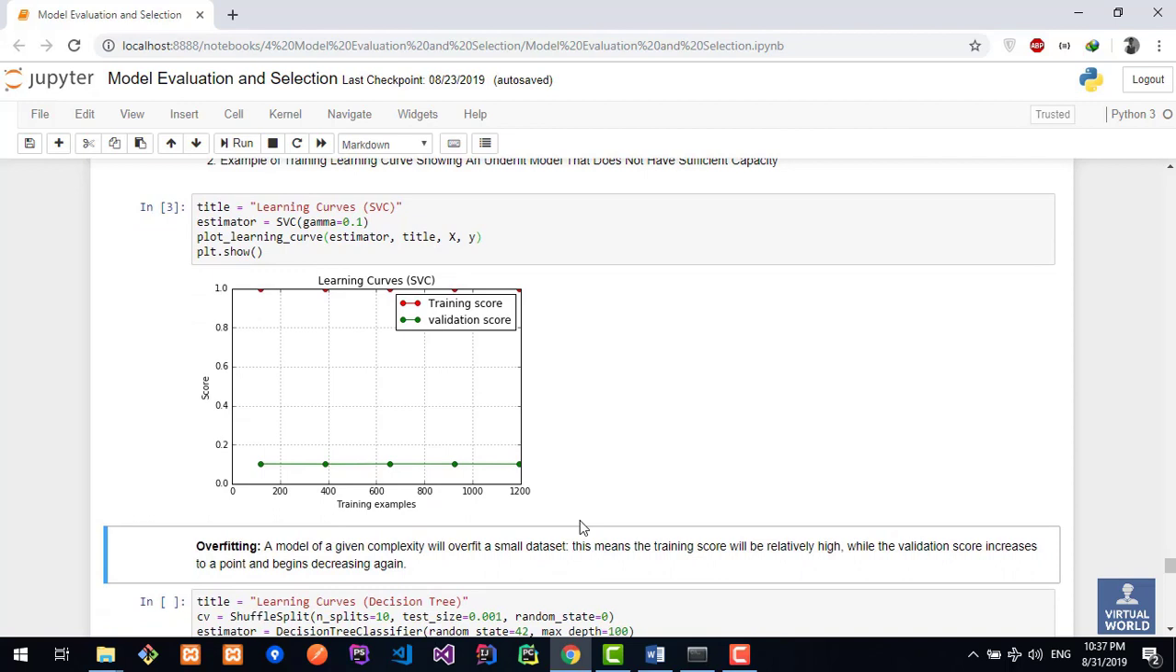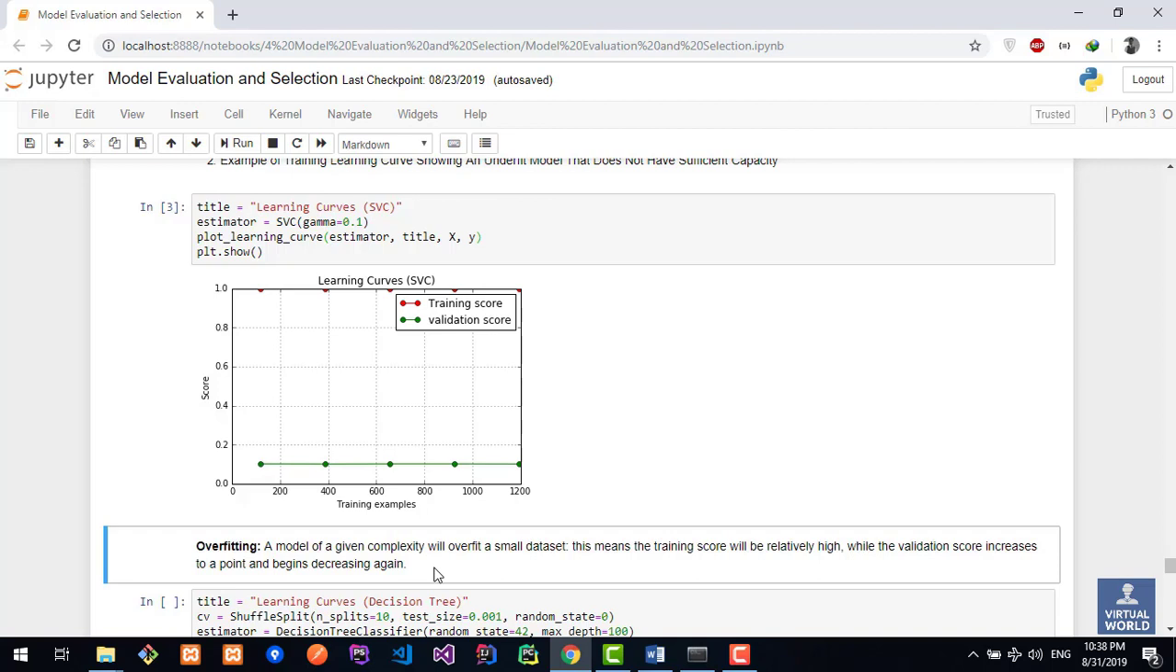Now let's talk about overfitting learning curves. Overfitting refers to a model that has learned the training dataset too well, including the noise. The problem with overfitting is that the more specialized the model becomes to training data, the less well it is able to generalize to new data, resulting in an increase in generalization error. This increase in generalization error can be measured by the performance of the model on the validation dataset.